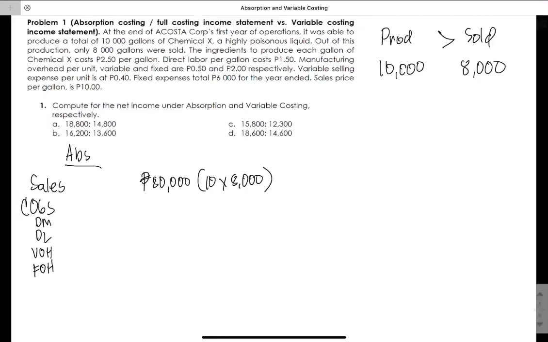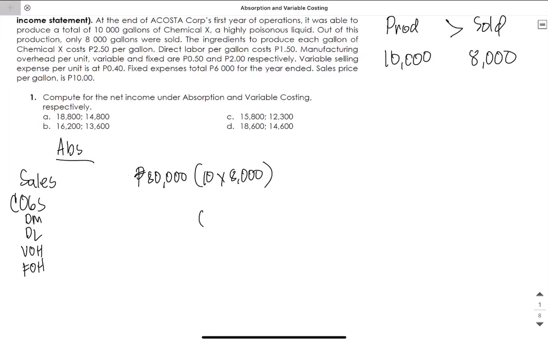For direct materials, we have 2.5, so that is 2.5 times 8,000. Then for direct labor, we have 1.5 times 8,000, the number of units sold again. For variable overhead, we have 50 cents times 8,000. And lastly for fixed overhead, we have 2 times 8,000.